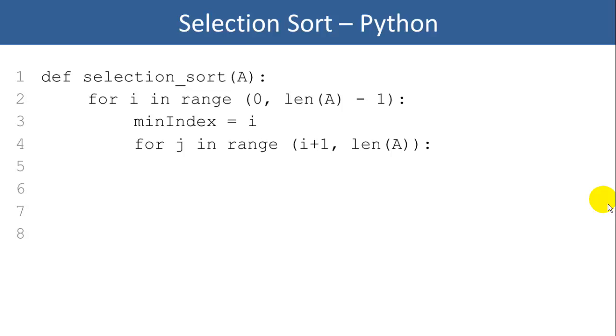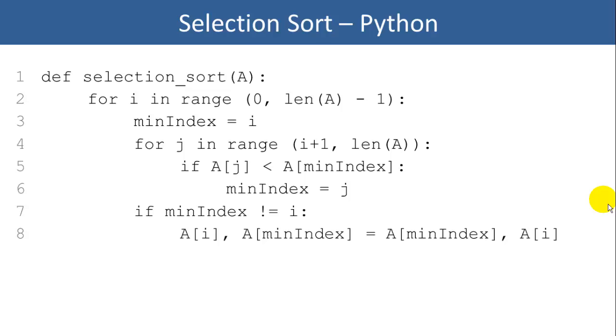For our inner loop, we want to iterate through the entire unsorted part of the list, or i plus 1 through length of A. And then we do a comparison to find the min item. We'll save the index of the minimum item, and then we'll swap the item into place. So that's how the selection sort works.